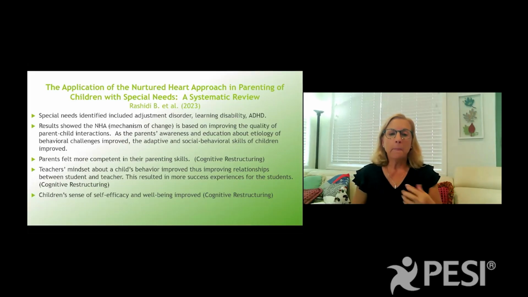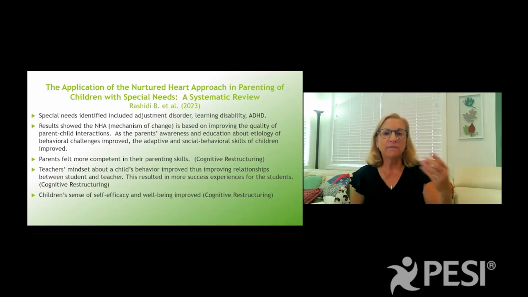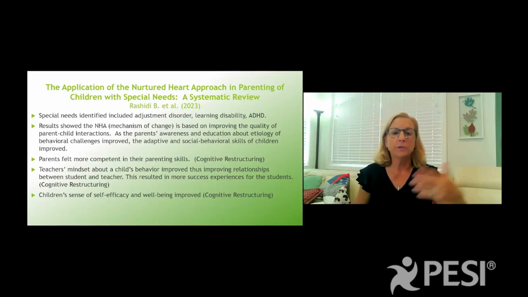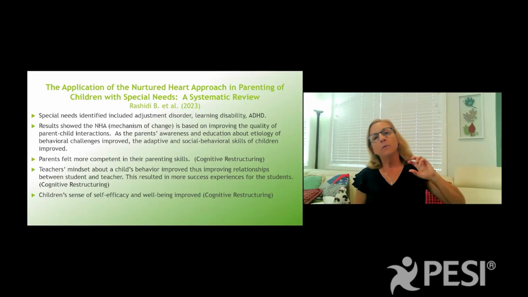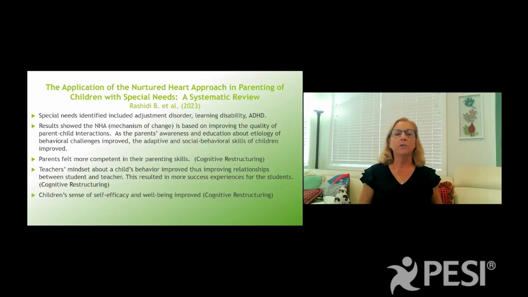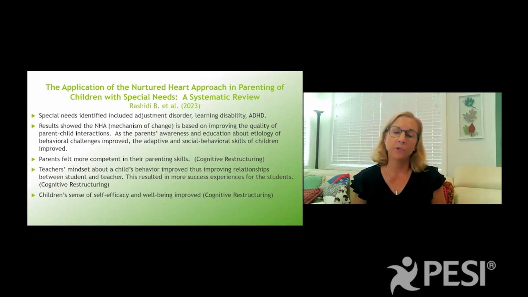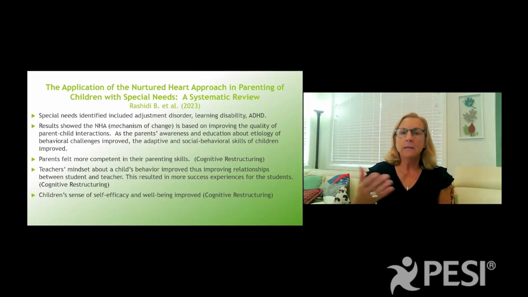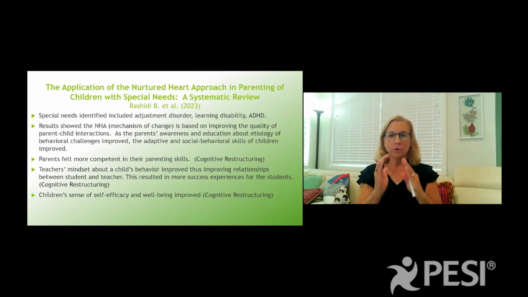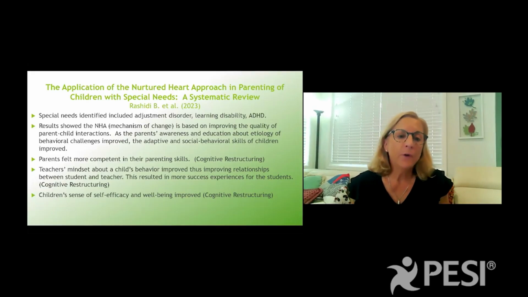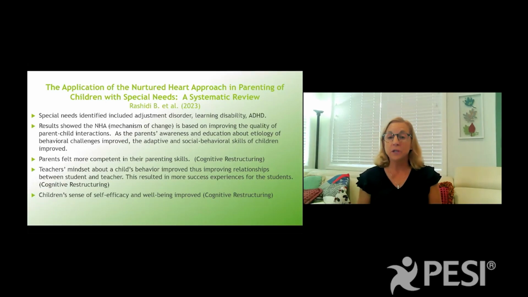In other words, as I understood what was going on better with my kid, I was better able to validate the challenges and struggles, problem solve, and reinforce positive behaviors, which then had an effect on my child's adaptive and social behavioral skills. Modeling, teaching, supporting, zone of proximal development. Parents felt more competent in their parenting skills. So that's a restructuring in my own belief of myself, right?